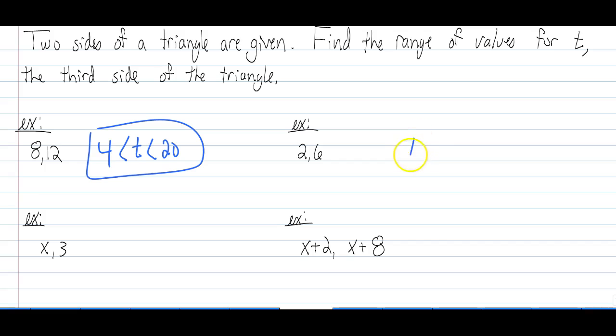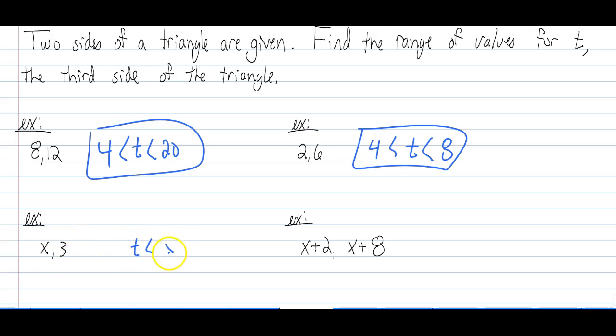Moving over to the right, 2 plus 6 is 8, and then 2 minus 6 is negative 4. That doesn't make sense, but 6 minus 2 is 4. So we know that this third side couldn't be the smallest side, but it has to be somewhere between 4 and 8. It could be the largest, or it could be the medium-sized one, but those are the range of values. This changes once we put a variable in here.